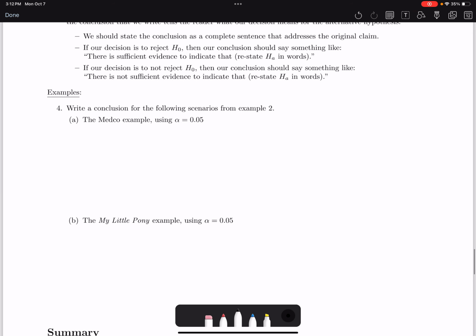In the Medco example, the issue was that there was a new antibiotic, and the question was whether it caused headaches in more than 2% of children. And basically our answer to that question is, well, we don't have enough evidence to say that it is, right? And that's what we would say in conclusion. So the decision was do not reject the null. And so the conclusion is there's not sufficient evidence to support the alternative.